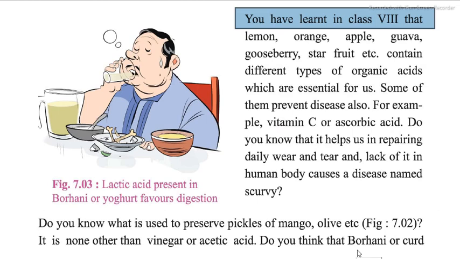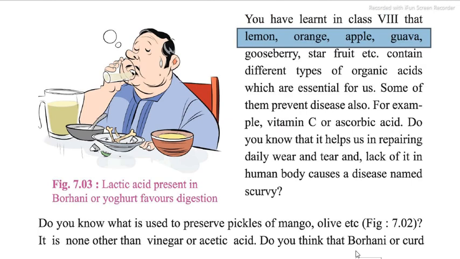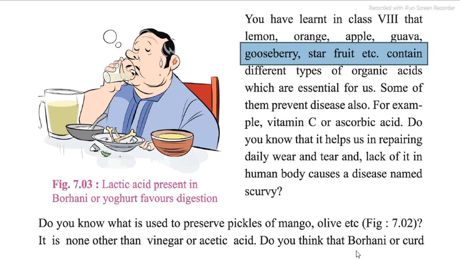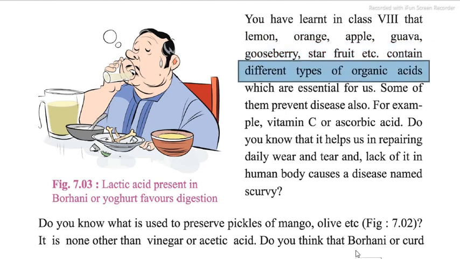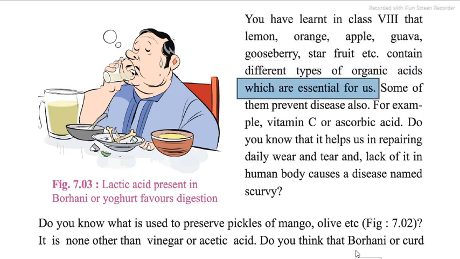You have learned in class 8 that lemon, orange, apple, guava, gooseberry, star fruit, etc. contain different types of organic acids which are essential for us. Now the question is, what is organic acid? Organic acid is an organic compound that has acidic properties, that is, donates H plus ions in aqueous solution. We regularly eat a lot of foods that contain organic acids, such as orange, apple, guava, gooseberry, star fruit, etc.